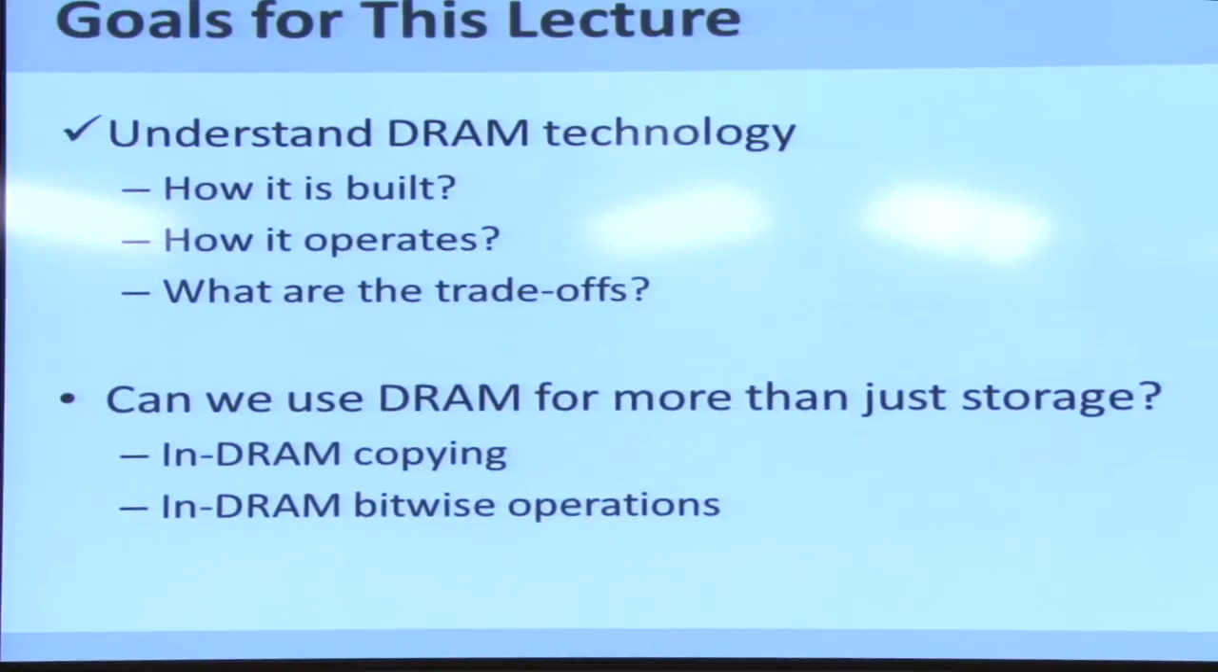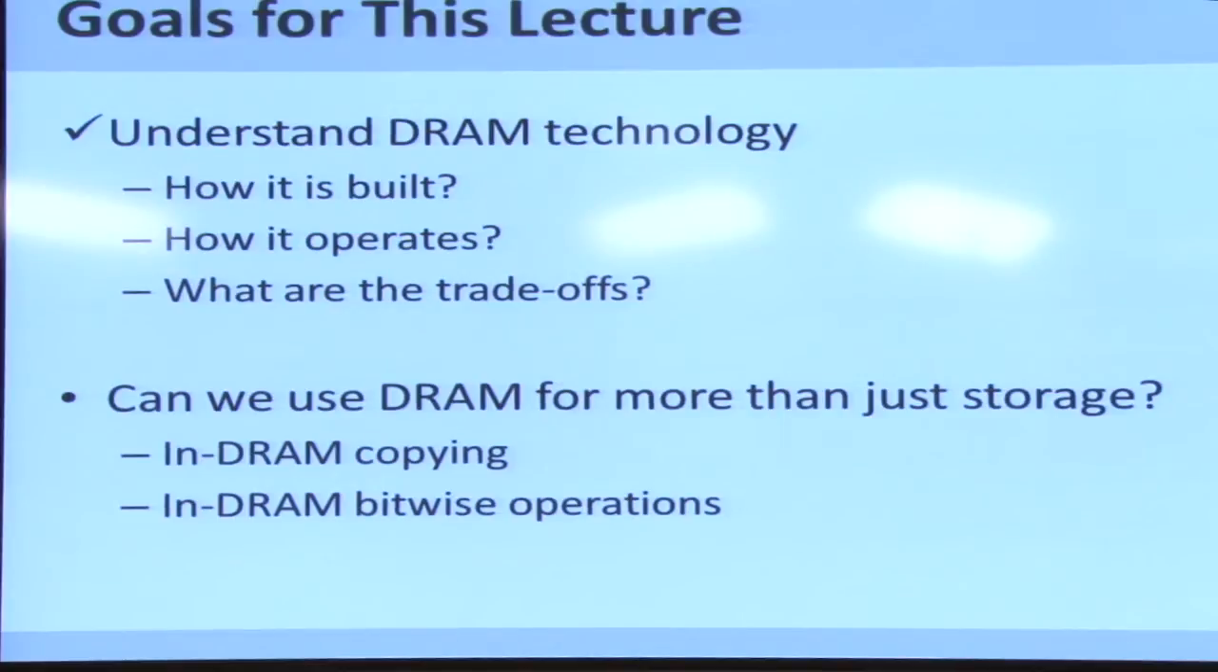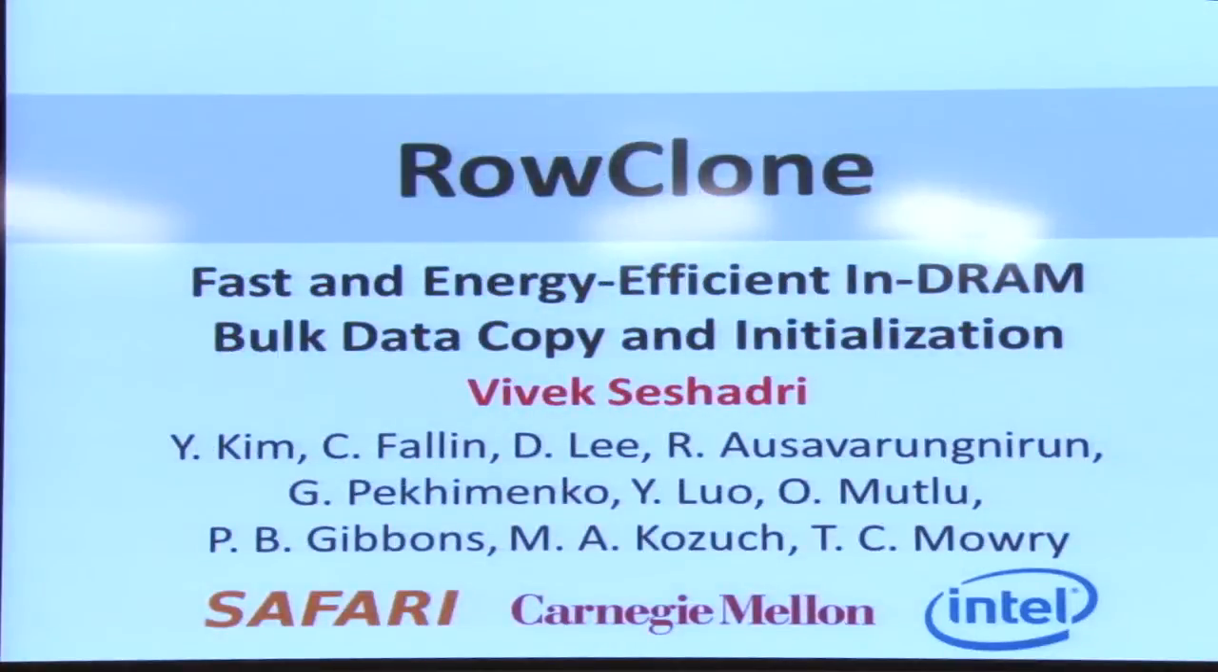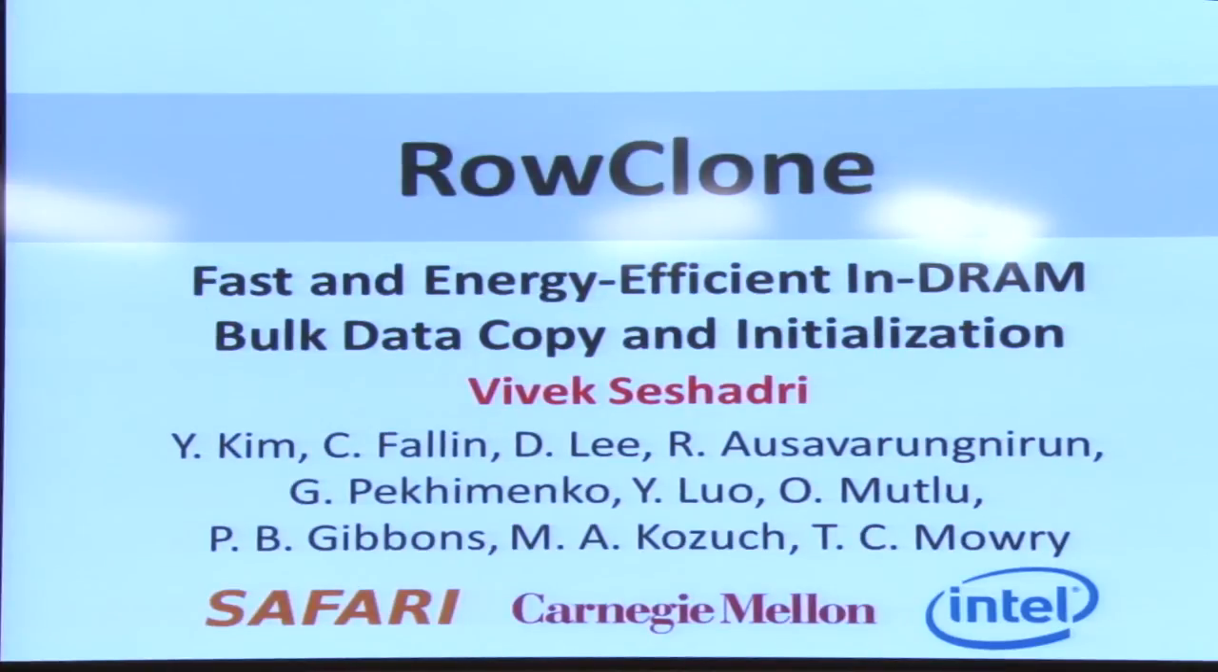Okay. So now we'll jump into the second part of the lecture, which is essentially, like I said, related to the title of in-memory processing. And the question that we're asking is, can we use DRAM for more than just storage? And like I said, we are going to look at 2 instances of mechanisms which can actually do that. The first one is in-DRAM copying. We actually wrote a paper on this a couple of years ago. The mechanism is called RowClone, and it's a mechanism to do bulk data copying completely within DRAM.